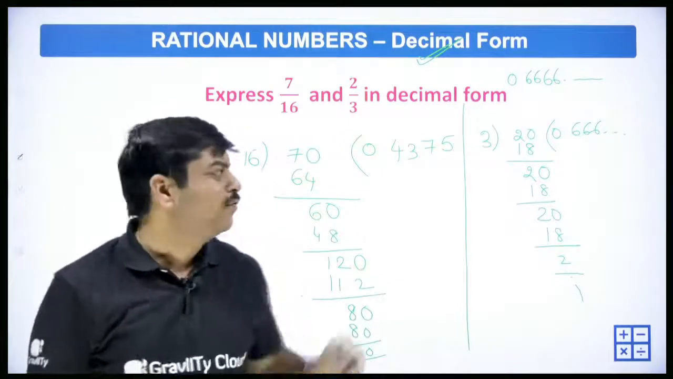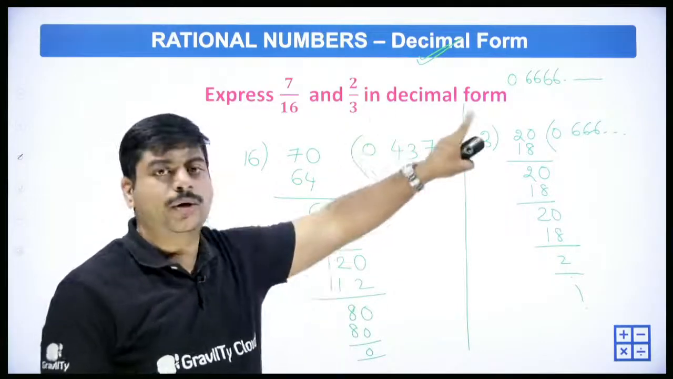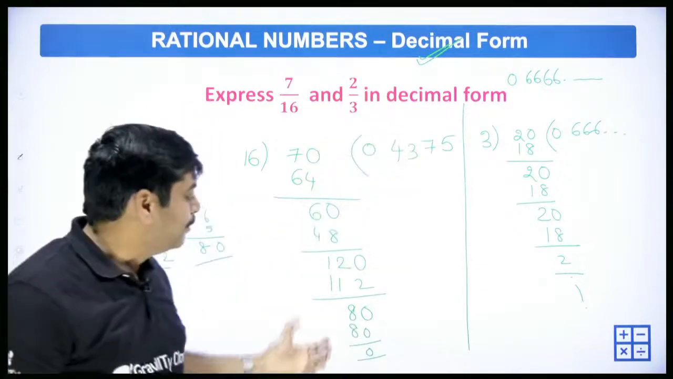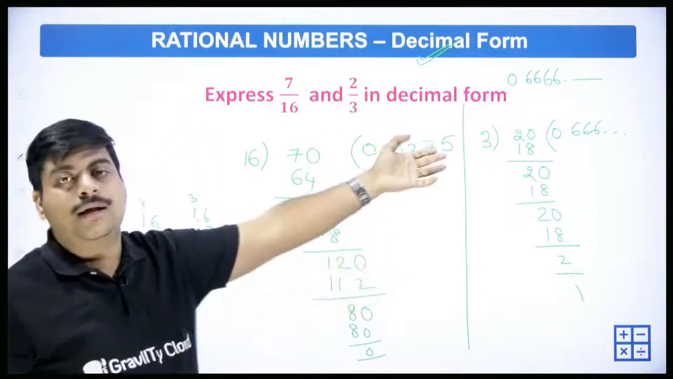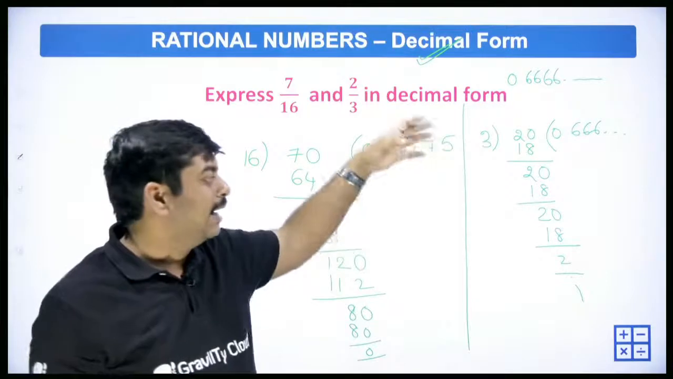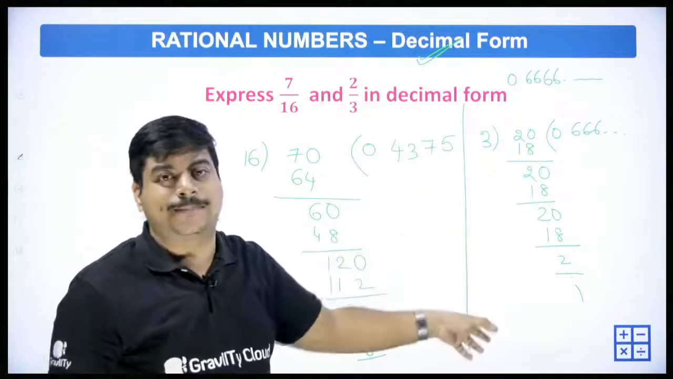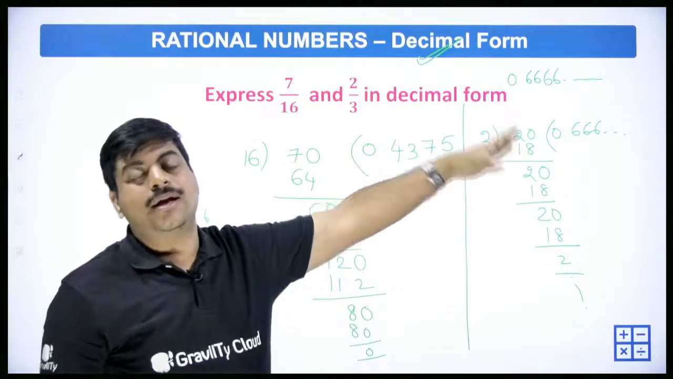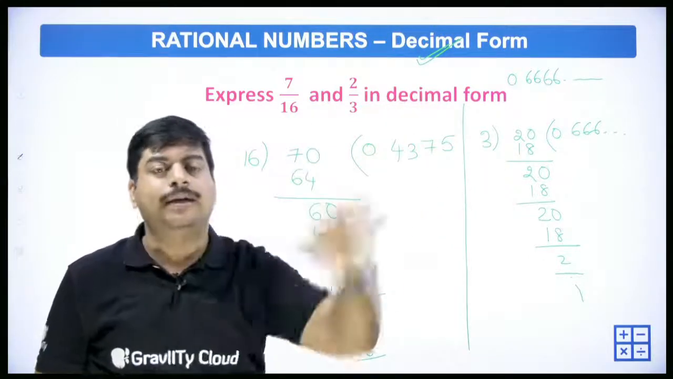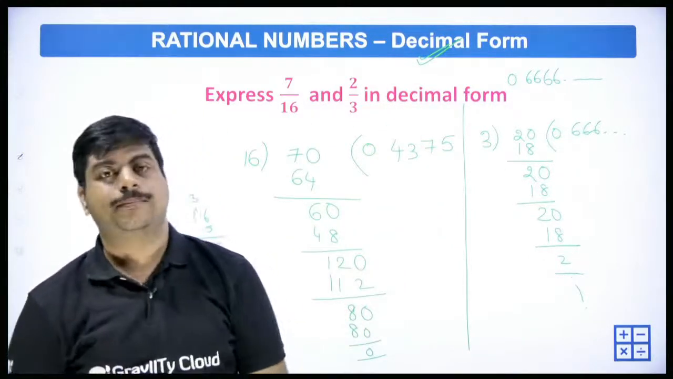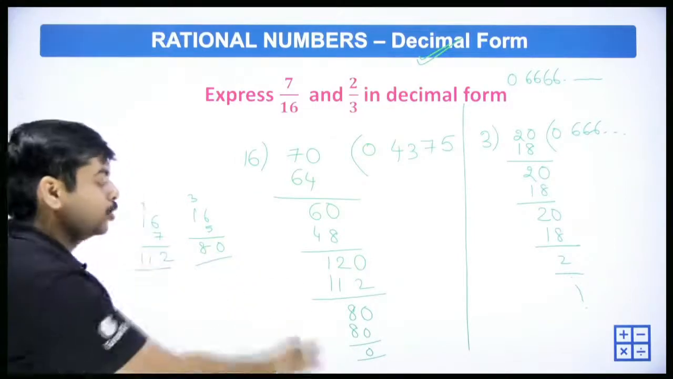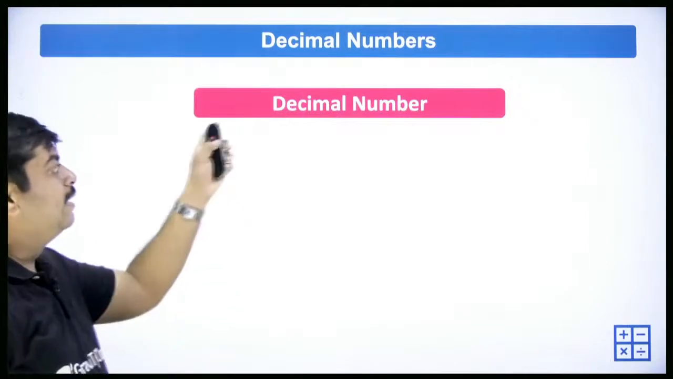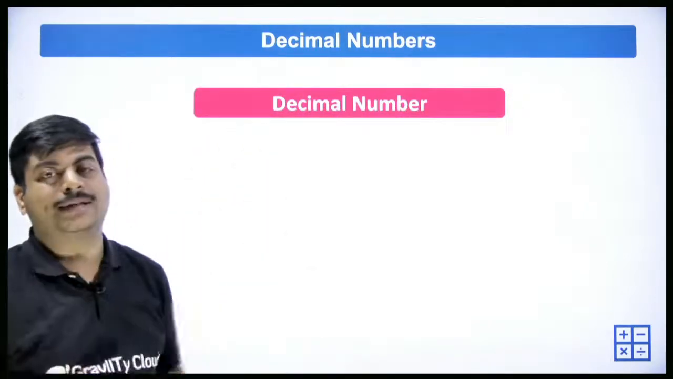So can you carefully see some difference between these two? 0.4375, it stopped there. We got the remainder as 0. But here, even if you go for the next 1 lakh steps, 1 crore steps, you still get the same 6. It is the same 6 being repeated forever. You cannot stop that. So what happened? Here it stopped. Here it didn't stop. So based on that, we can say decimal numbers are of two kinds.